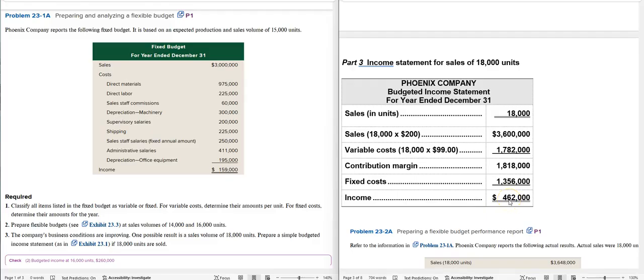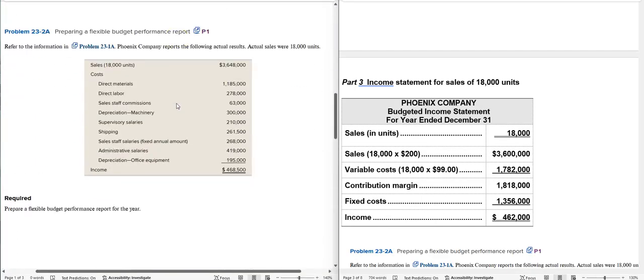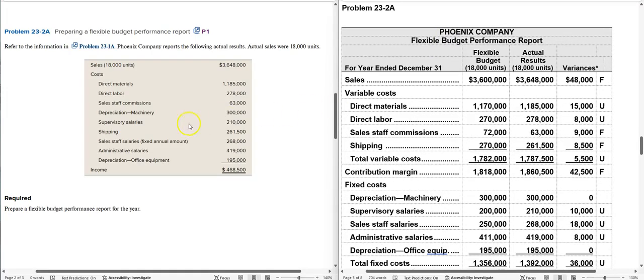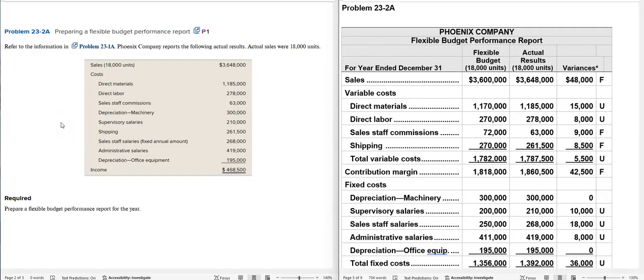Okay. So what you can see is flexing a budget is fairly simple to do. All you need are the variable costs per unit and then break out the fixed cost. One of the benefits of preparing a flexible budget is to be able to have a better comparison of actual results. So in this next problem, we are going to work with the information for Phoenix Company, the company we were just working with in the previous problem.